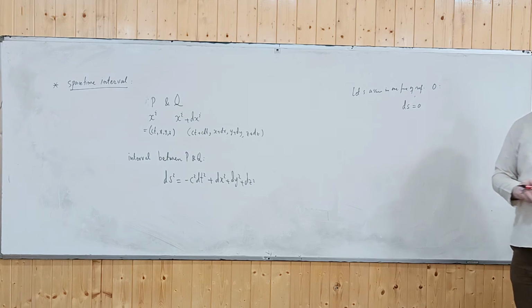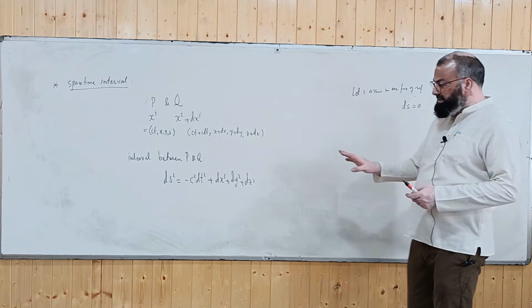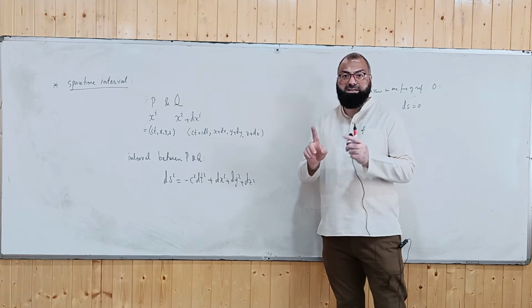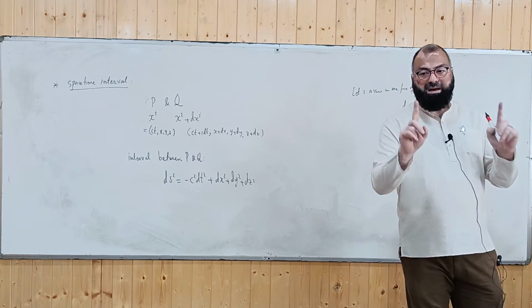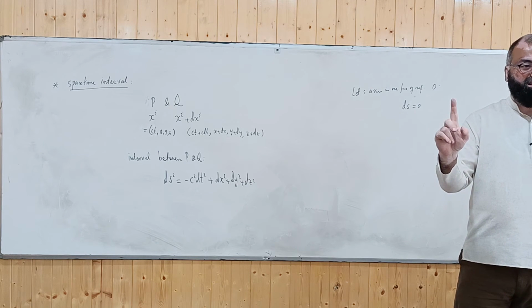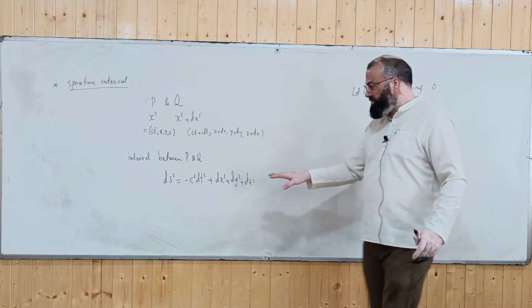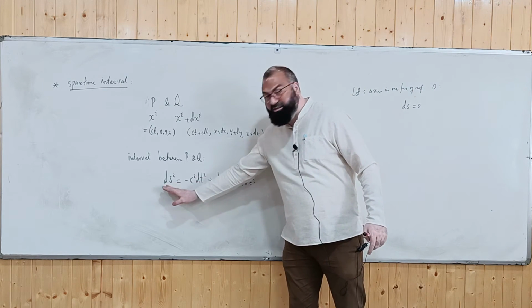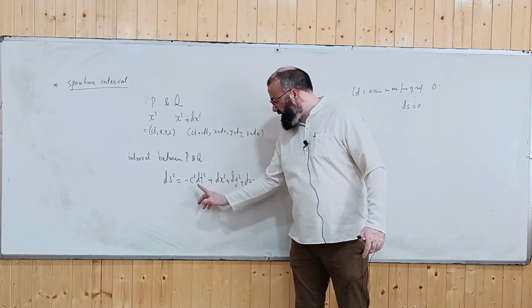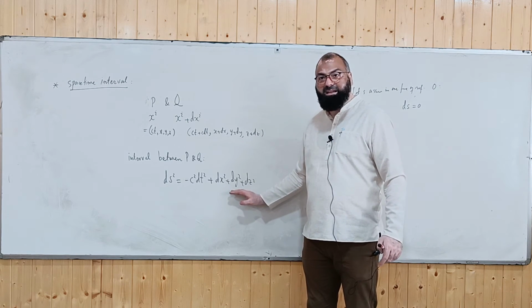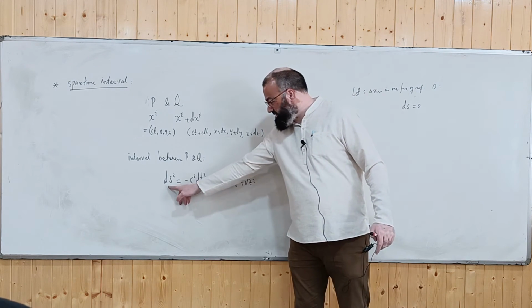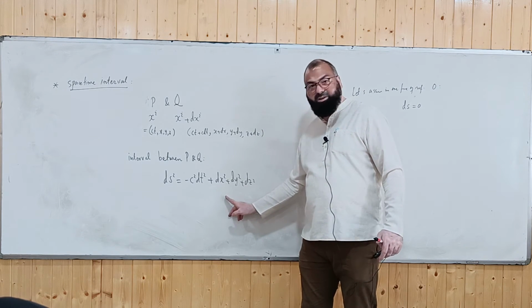this ds is equal to 0. That means the length between the intervals is 0. Got it? Now let's look at this formula. If this becomes 0, it means these two points P and Q must be connected with the velocity of light. Otherwise, it will not be 0. So if this becomes 0, you take it on this side. What do you get? c square dt square is like this, and dividing by dt square, you have c square equal to this object divided by dt square.